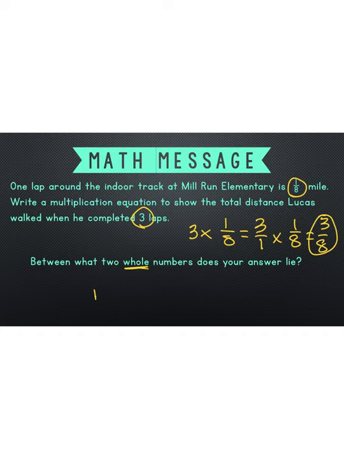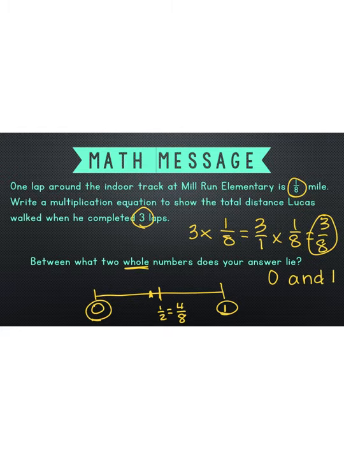Okay, think about a number line. We start with 0 on our number line. And then the next whole number after 0 is 1. And right here in the middle is 1/2. If I want to make an equivalent fraction so that the denominator is 8, that would be like saying 4/8. So 3/8 is less than that. So between what two whole numbers does your answer lie? It lies between 0 and 1. Good. Let's go on to the next one.